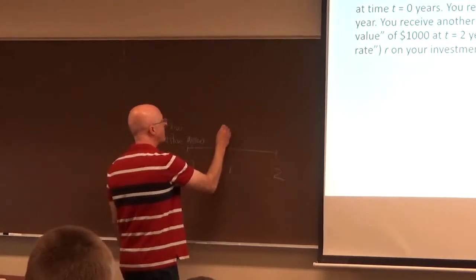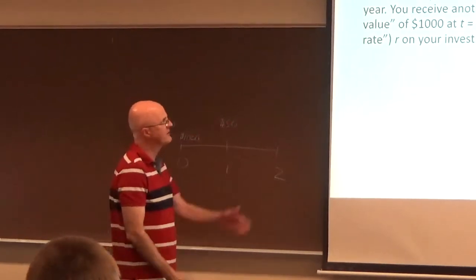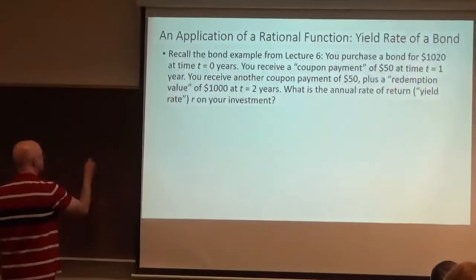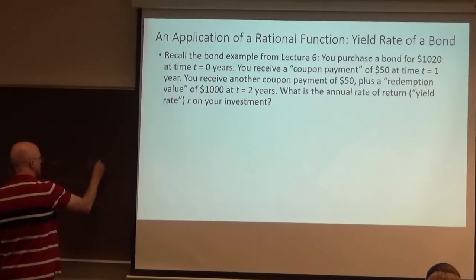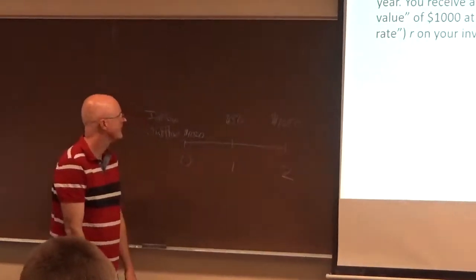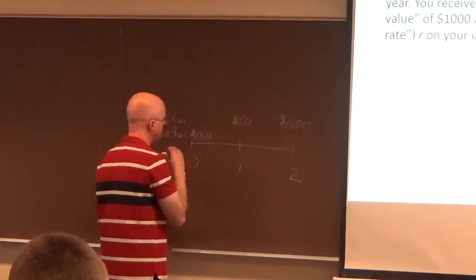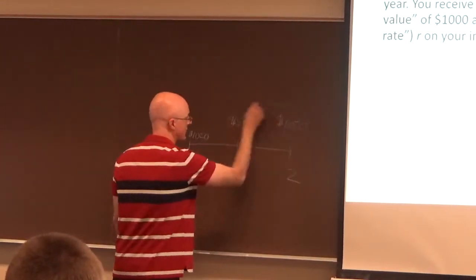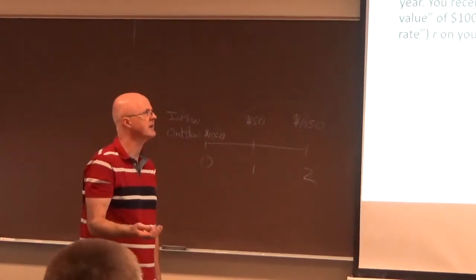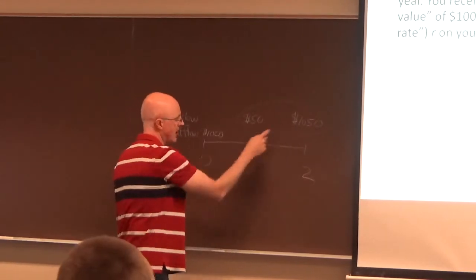There's a $50 coupon payment at time 1. And then there's also a $50 coupon payment plus a redemption value of $1,000 at time 2. You get $1,050 at time 2, excuse me, not time 0. Okay? So net-wise, you're investing $1,020 and you're getting a return really of $1,070. But to find out what kind of interest rate you're getting, what kind of rate of return, requires you to adjust for the fact that these amounts are at different times.